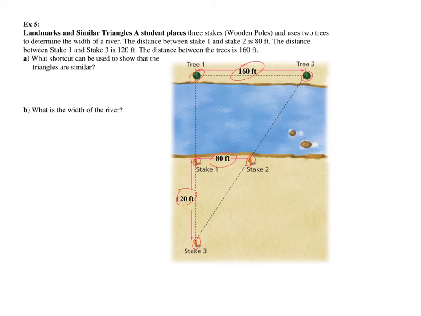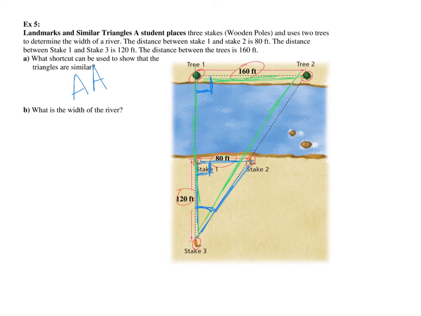What shortcut can be used to show that the triangles are similar? Okay, check it out. We have this small triangle here, and then I have this big triangle here. And they share this angle in common. And the idea is that these are right angles here. You set everything up, or you approximate it to be that way. So the triangles are similar by AA. And now what is the width of the river?